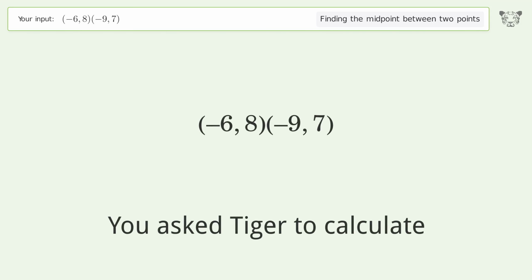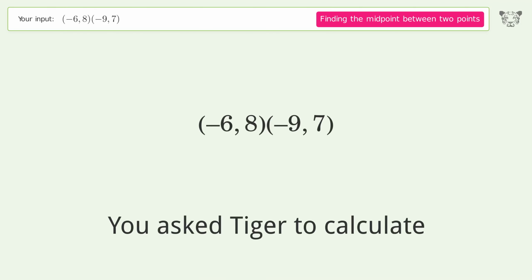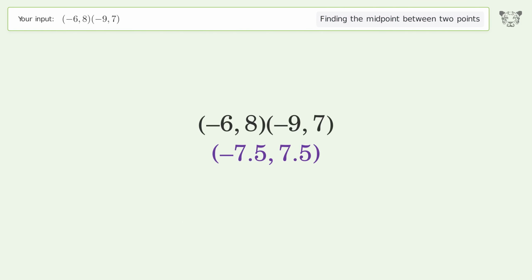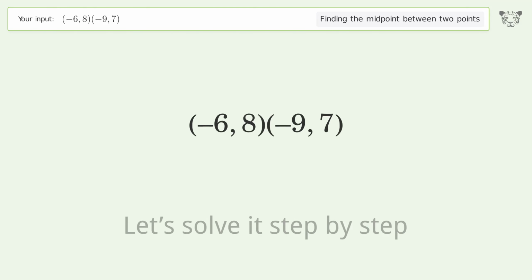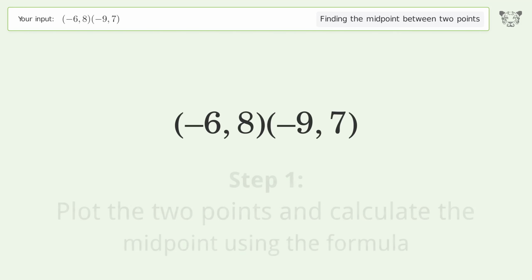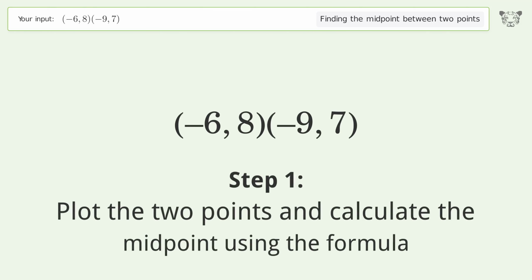You ask Tiger to calculate. This deals with finding the midpoint between 2 points. The midpoint between the 2 points is negative 7.5, 7.5. Let's solve it step by step. Plot the 2 points and calculate the midpoint using the formula.